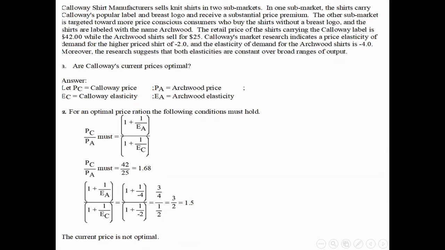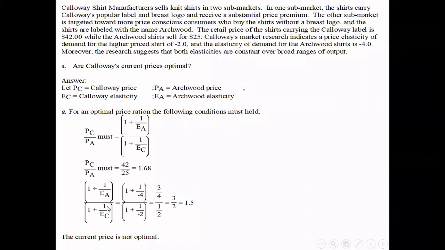So with elasticity 2 and 4, they are highly elastic. They have different consumers and we have different substitutes. So dividing 42 over 25, the relative price is 1.68. And this is what we call the optimal price ratio, or the relative price.